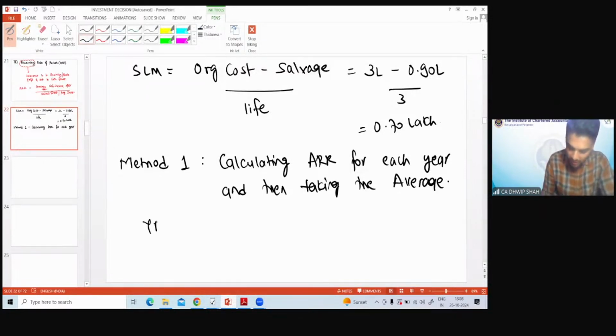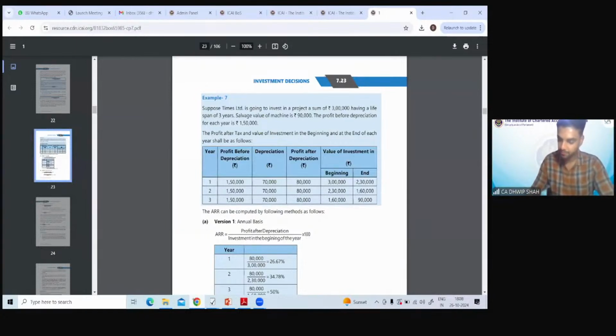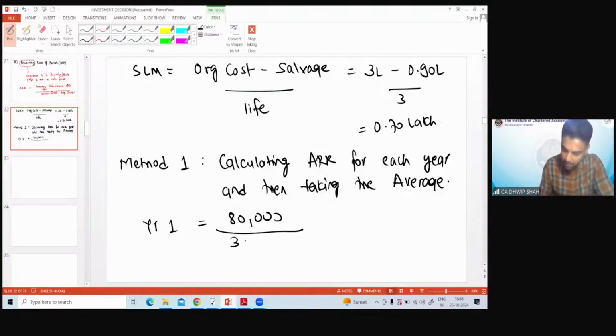Okay? So in year 1, my profit is 80,000 on investment of how much? On the investment of 3 lakh. You can see the value of investment in the beginning of the year, 3 lakh. So my ARR comes to 80,000 divided by 3 lakh into 100, which is 26.67.